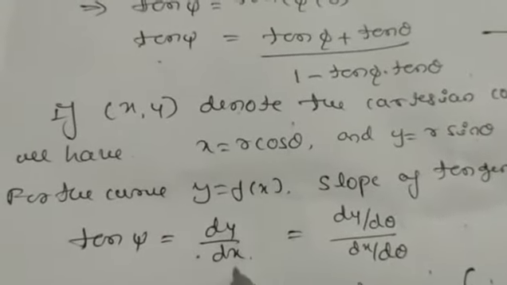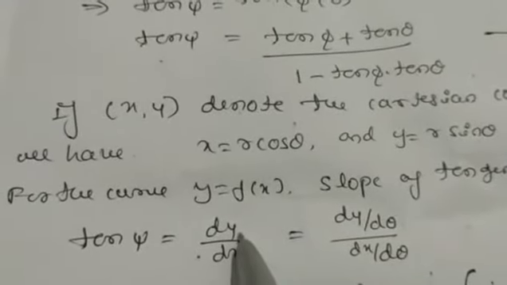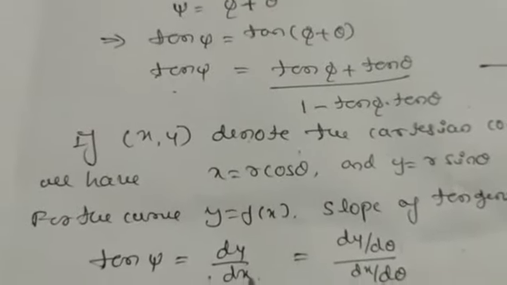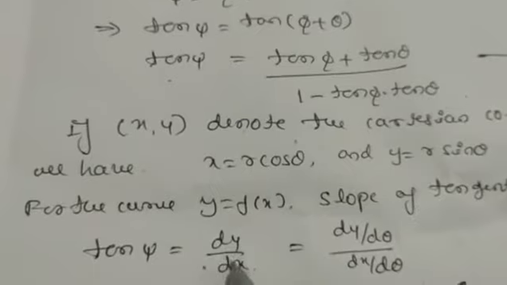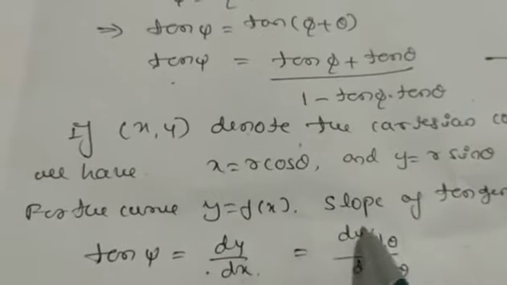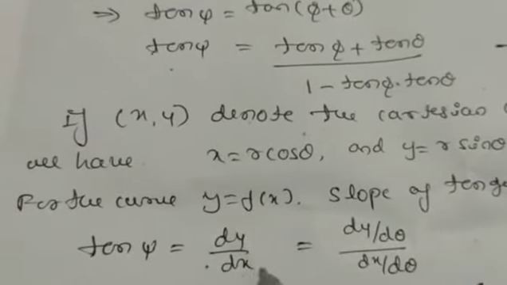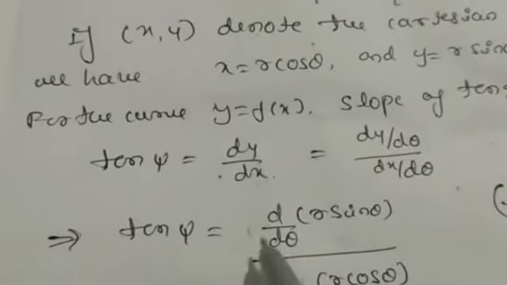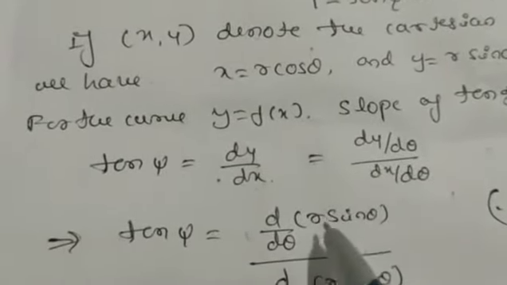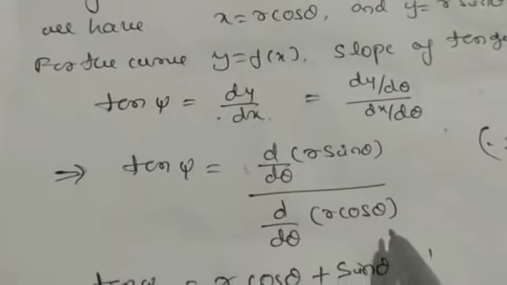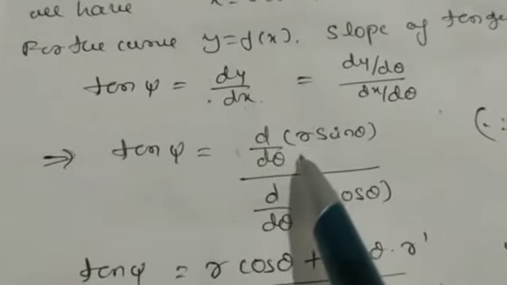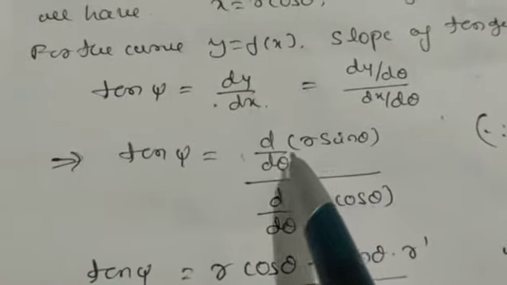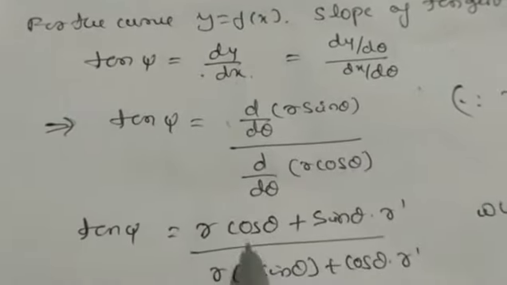And this dy by dx is expressed in terms of theta, because y is r sin theta and x is r cos theta. So dy by dx is (dy by d theta) divided by (dx by d theta). Substituting y as r sin theta and x as r cos theta, and since r is the square root of x squared plus y squared, it is again a function of theta. Let us differentiate this.